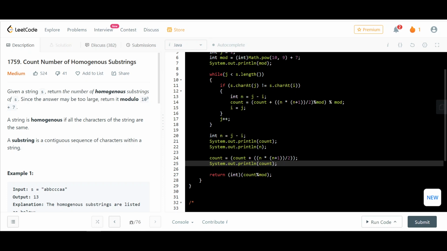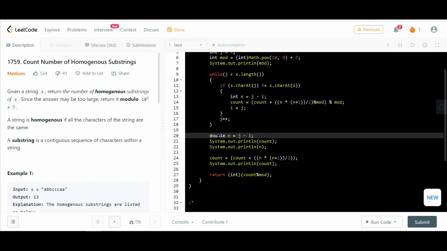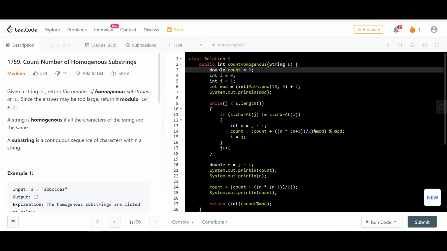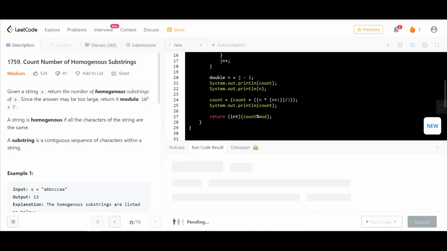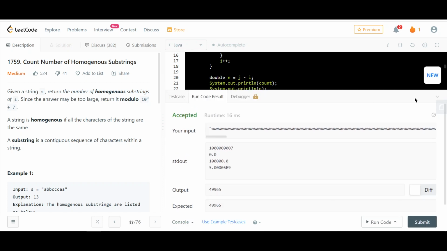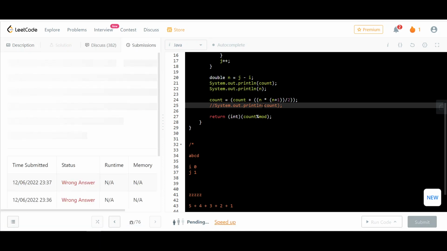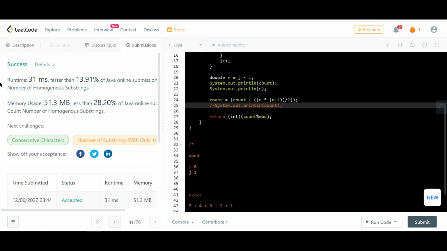I guess it's the n plus 1 by 2 calculation, I suspect. Here this n, I suspect this has to happen with a double maybe. Okay, my count is double again, and does that make sense? Because the answer itself is wrong, right? Okay, yeah, so it was just stupid. Okay, let's submit this. Basically, this n plus 1 by 2 was being used as an integer, and that was causing problems.